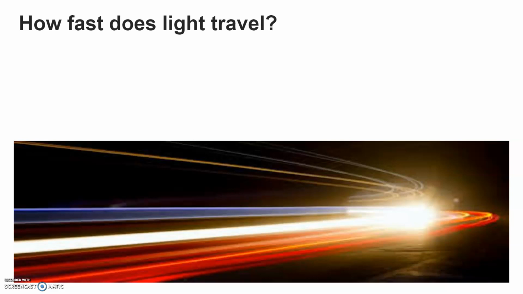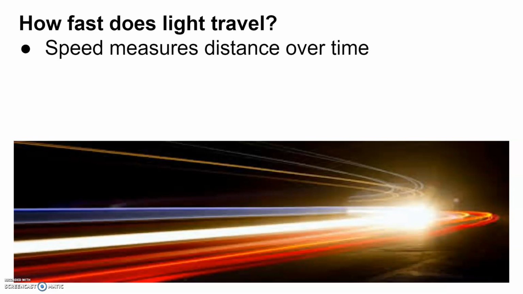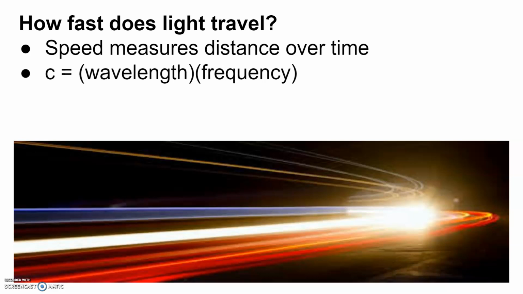Okay, now that we looked at wavelength and frequency, the next thing we're going to look at is speed. So light travels, but how fast does it travel? Now we know that speed can be measured as distance over time. So for light, the way we do that is we use wavelength, which is our distance, and we multiply it by frequency, which is measured in hertz, or gives us the number of waves that pass in a certain amount of time. So if you multiply these two values together, your distance and per time, you get your speed.